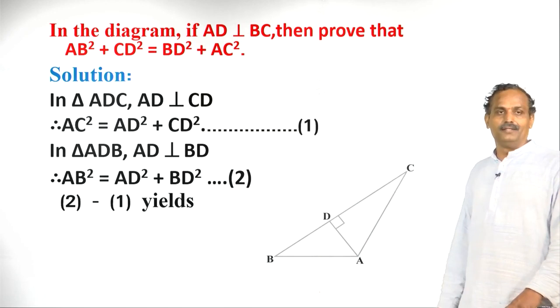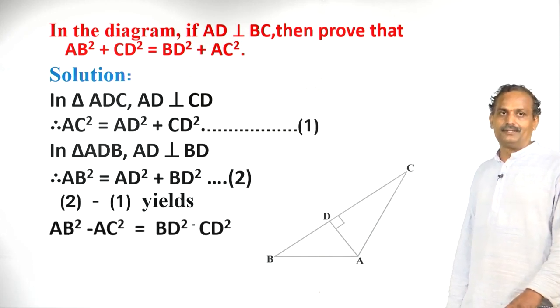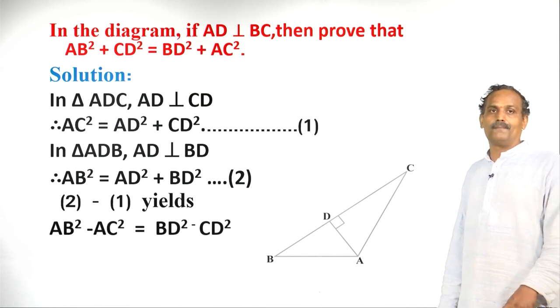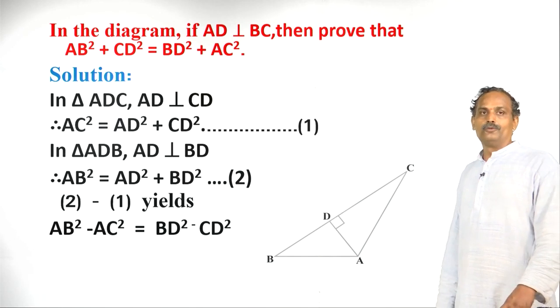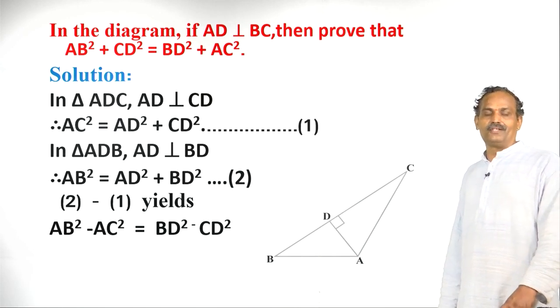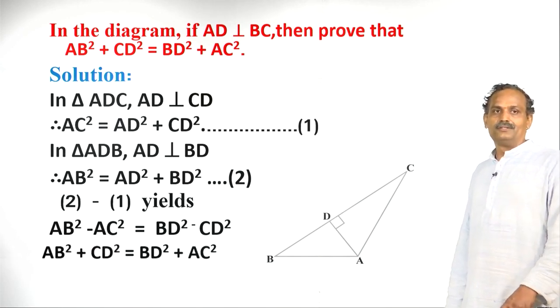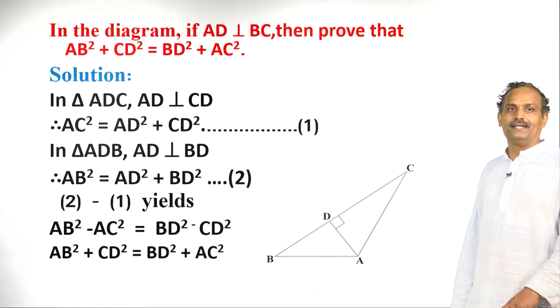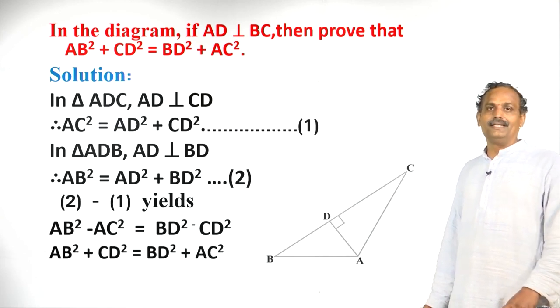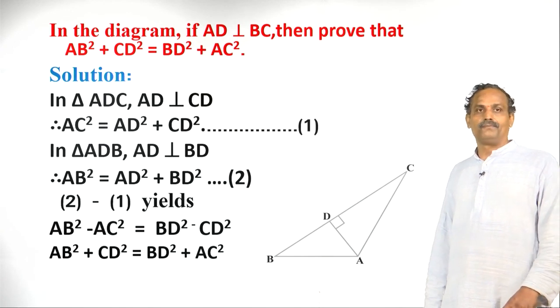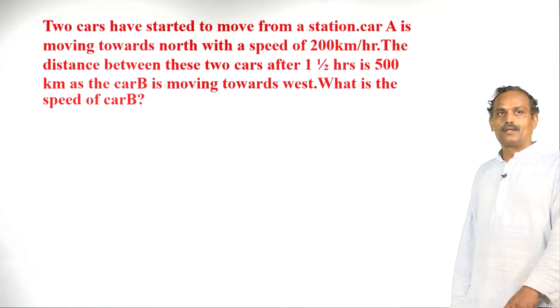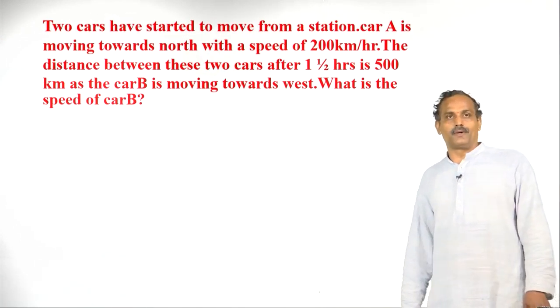Now, let us subtract these two. Thereby we get 2 minus 1, which is AB square minus AC square, which is BD square minus CD square. Now, let us rearrange so that we can get what is required. Therefore, AB square plus CD square is nothing but BD square plus AC square. Now, let us move on to the next problem.